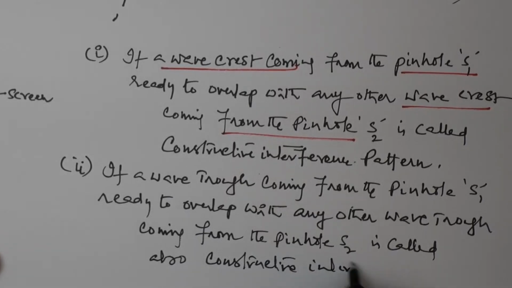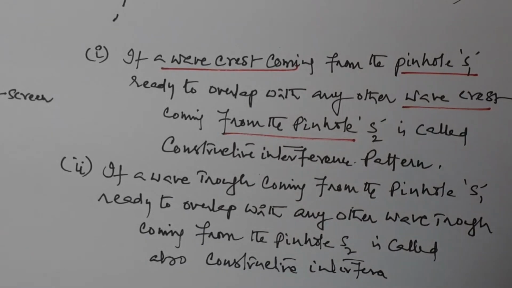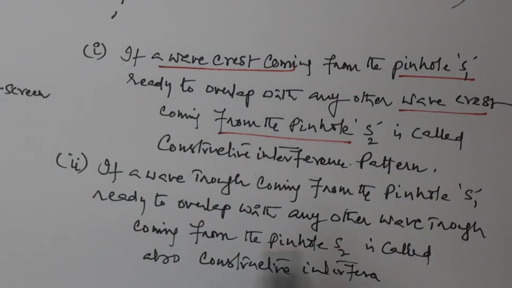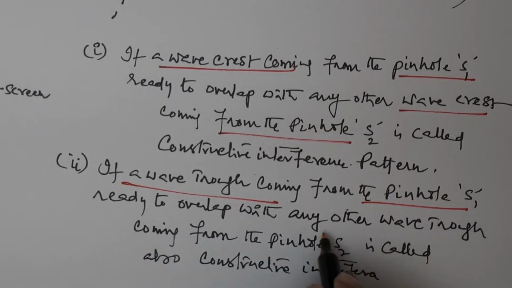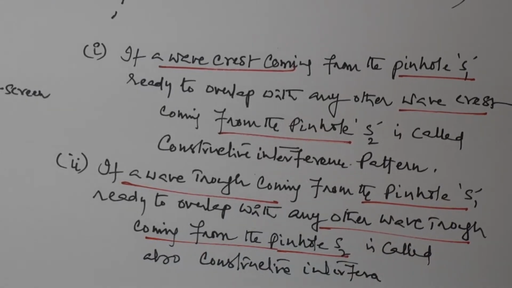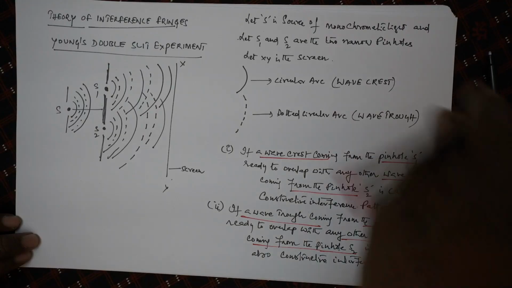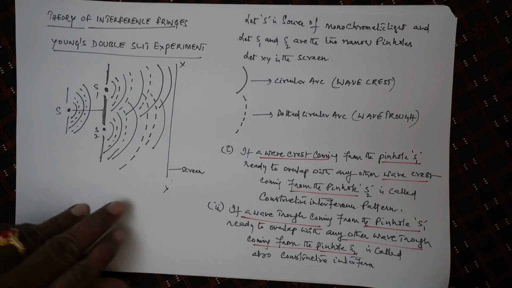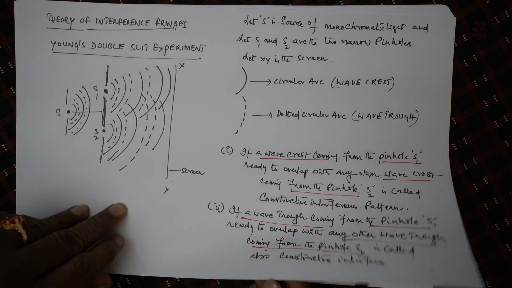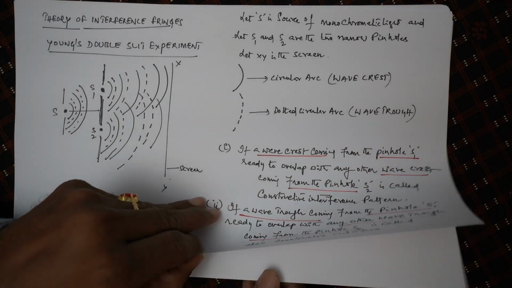Okay, I am underlining with red pen now so that you can understand. Look carefully. If a wave trough coming from the pinhole S1 is ready to overlap with any other wave trough coming from the pinhole S2. Is it clear? This is what is known as constructive interference. So there are two possibilities of getting constructive interference. Whereas the third one is represented like this.